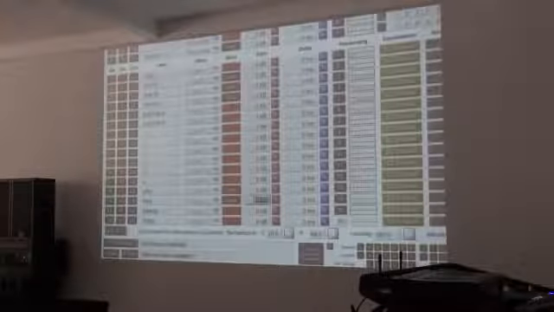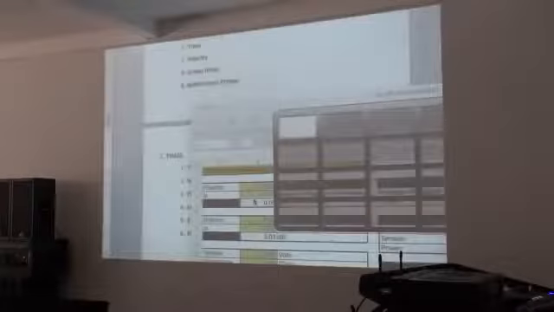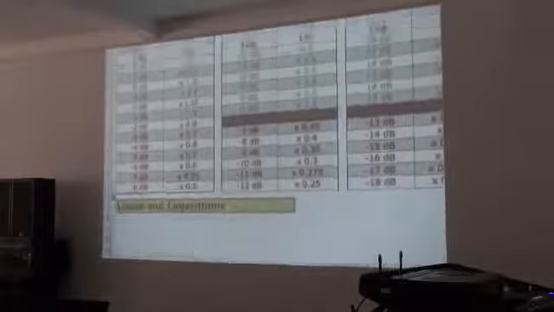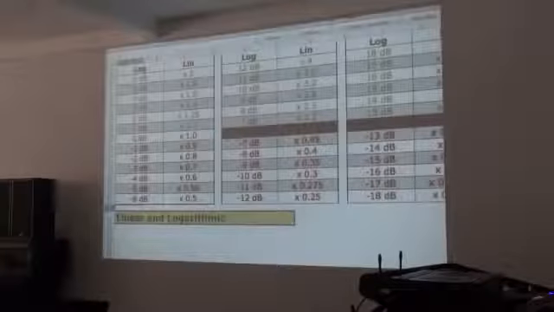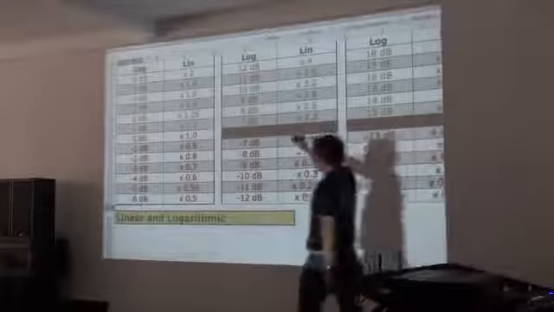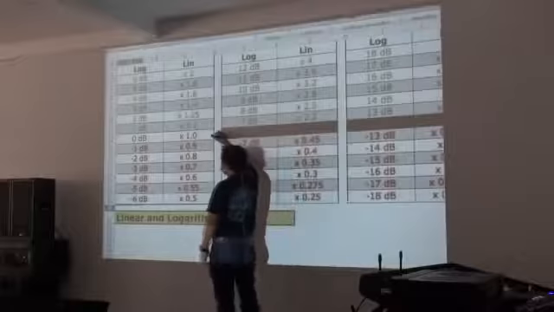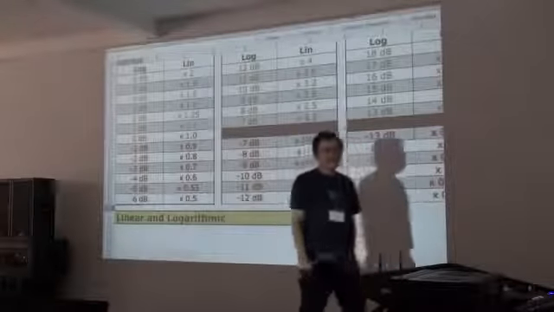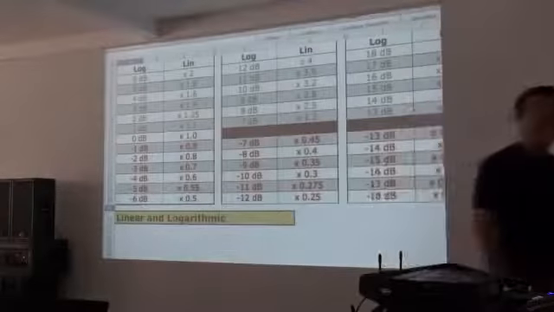But this is in linear, and we are in logarithmic. What we have to remember is that the chart shows that 0 dB is 1 and -6 dB is 0.5.